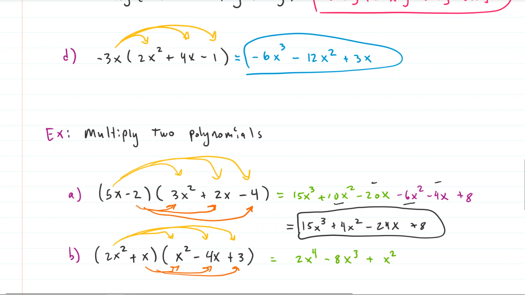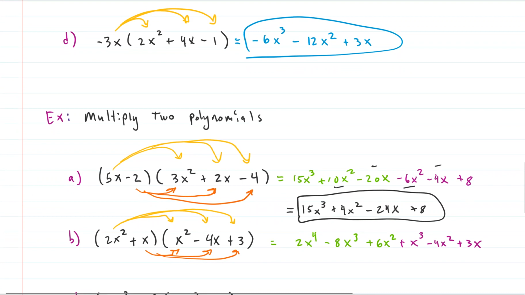That's kind of a funny looking 6 there. Let me see if I can fix that. Now let's do the second distribution. So x times x squared gives us x cubed. And x times -4x is -4x squared. And plus 3x. And now we combine our terms.